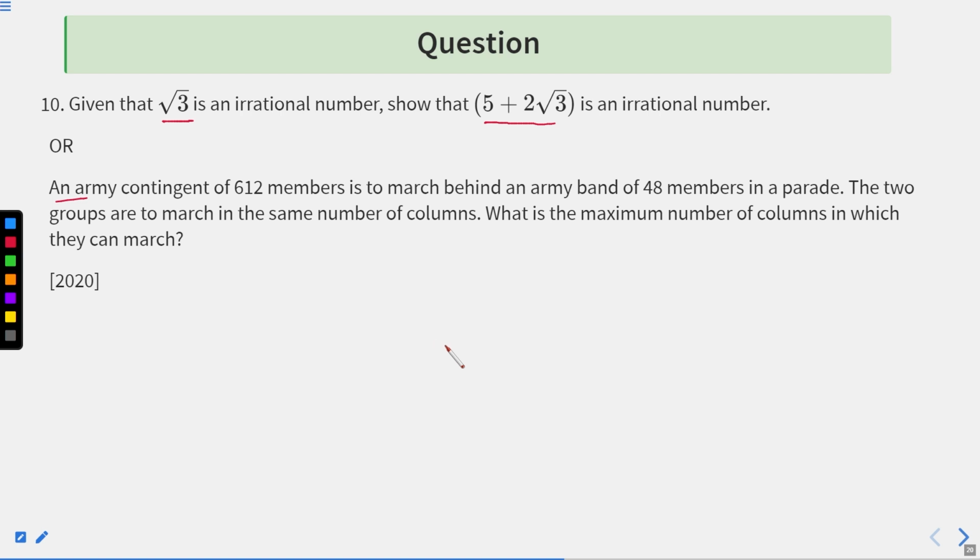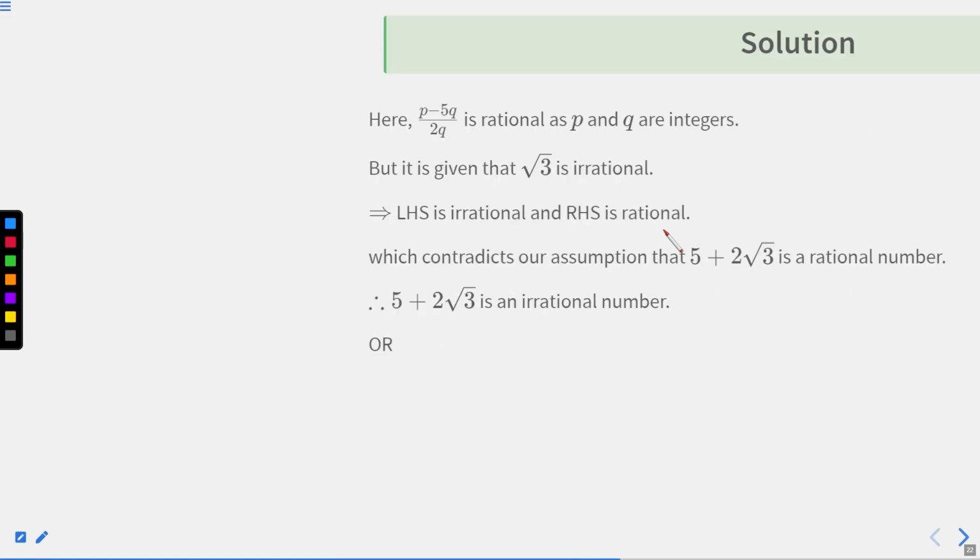An army contingent of 612 members is to march behind an army band of 48 members in a parade. The two groups are to march in the same number of columns. What is the maximum number of columns in which they can march? So we have to find the maximum number of columns in which they can march. Let us see the solution.